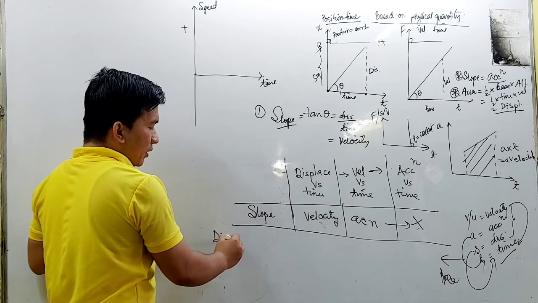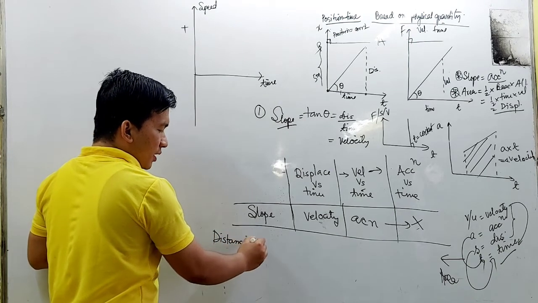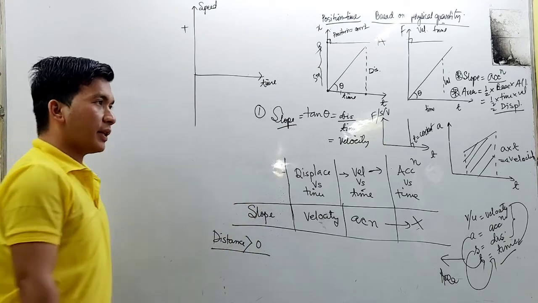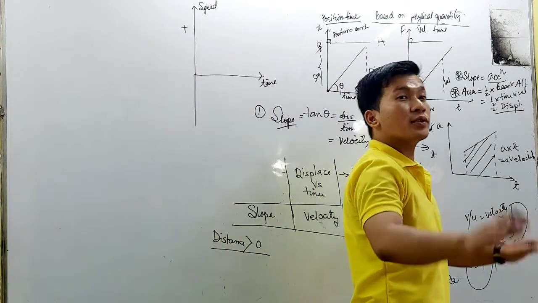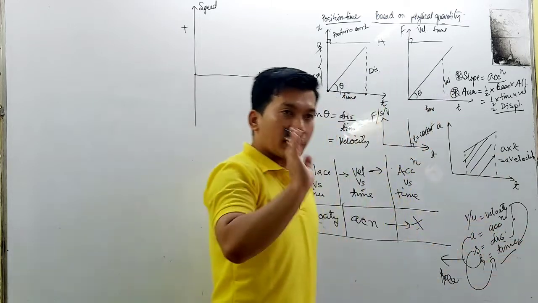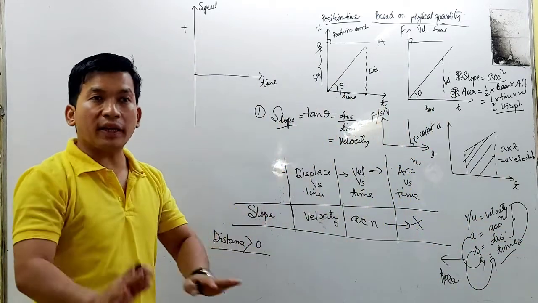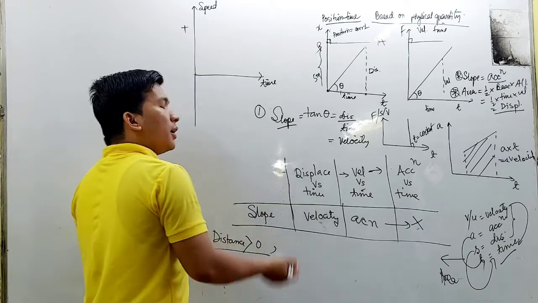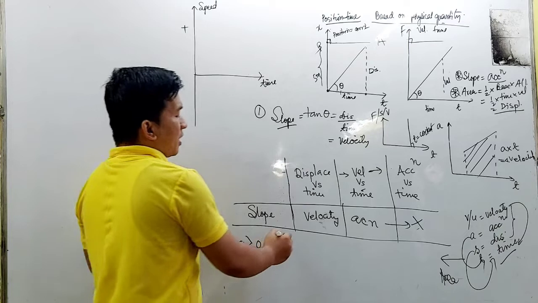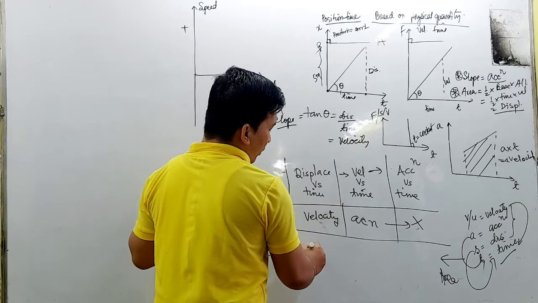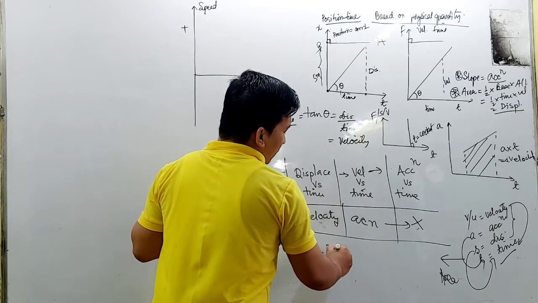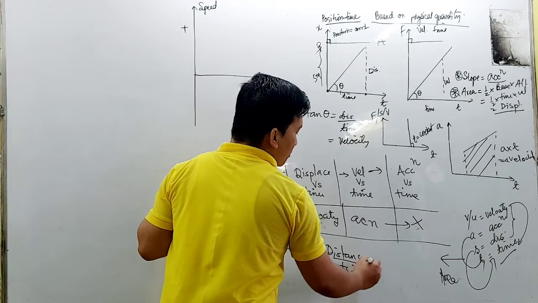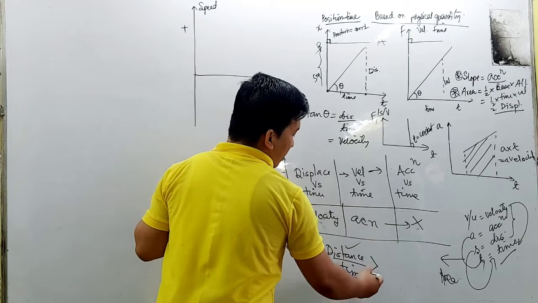Basic concept: distance will always be positive, irrespective of your direction. Distance is always positive, which means it must be greater than or equal to 0. What is the formula for speed? Speed is equal to distance divided by time. Distance is positive, and time is also positive.